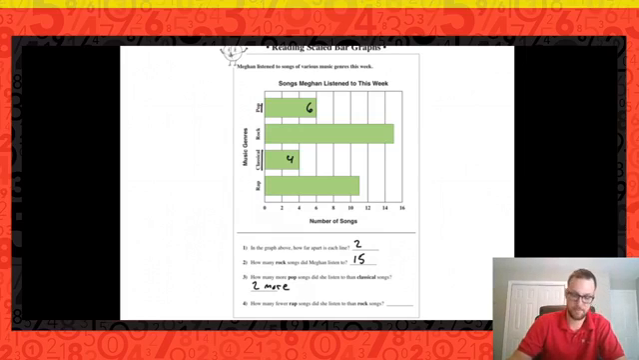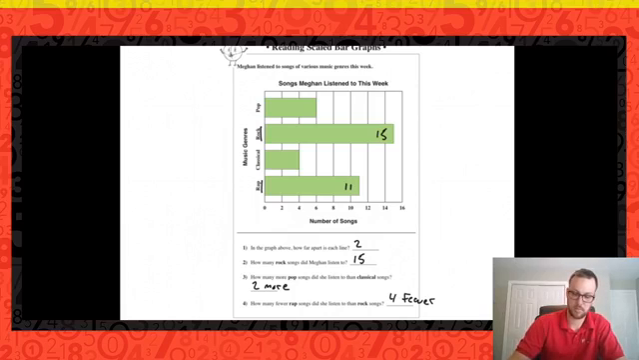Very well done. And how many fewer rap songs did she listen to than rock songs? So we've got rap and rock. Rock songs, we already know, is 15. And rap songs, between 10 and 12, is 11. So she listened to how many fewer rap songs? How much less is 11 than 15? 4 fewer. Nicely done.